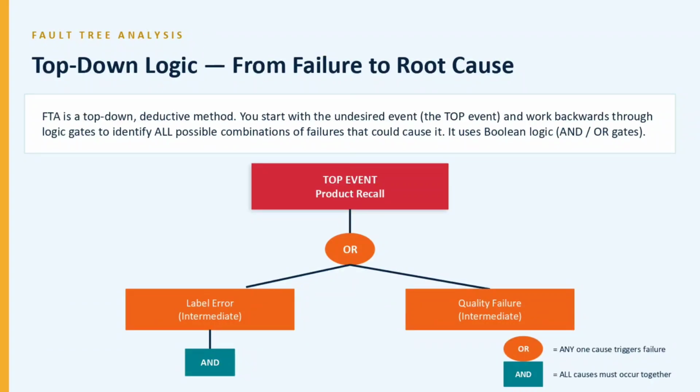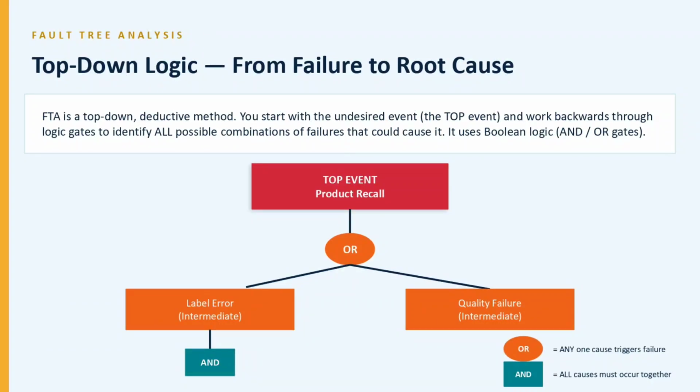An OR gate means any one of the causes below is enough to trigger the event above. If any single one happens, the failure occurs. An AND gate means all of the causes below must happen together for the event above to be triggered. Both conditions must be present simultaneously.